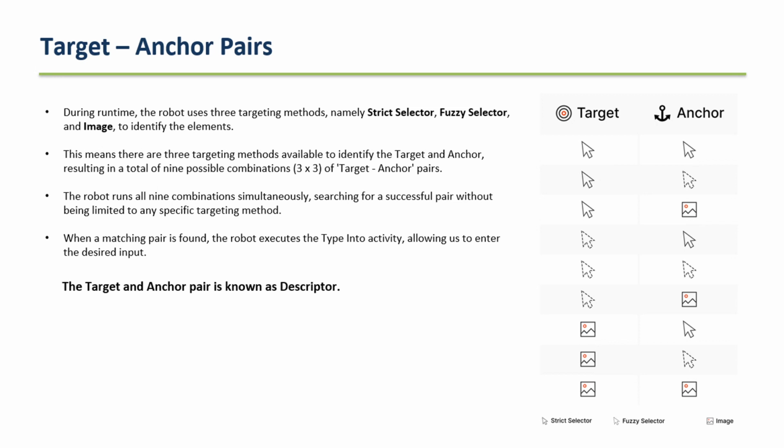Now in the runtime, what happens? The robot runs all the 9 combinations simultaneously, searching for the successful pair without being limited to any targeting method. When the matching pair is found, the robot executes the activity. In our case, it was type into, and it enters the data into the targeting field. This target and anchor pair is known as a descriptor, right? So the definition of descriptor was clear. Whenever you work in real time, it works on the 9 possible combinations, 3 by 3, of the target anchor pairs, right? So this is what we mean when we say target anchor pairs in the UiPath modern design descriptor.